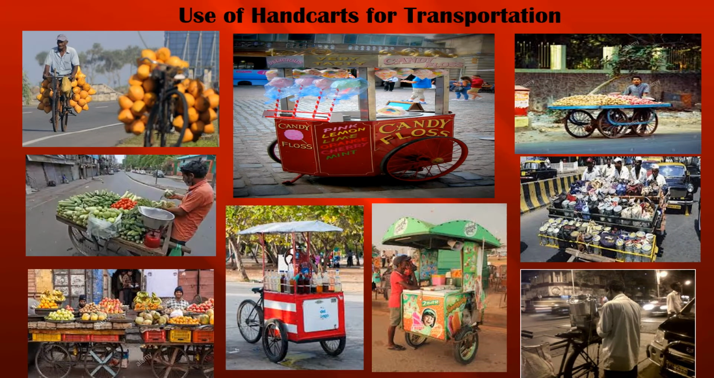Children, this picture shows us how handcarts are used for transportation. Goods are sold through handcarts. Yes, as you can see the picture of the coconut seller who sells fresh coconut water every morning through a cycle, then vegetable vendors, fruit vendors. Here you also have a candy floss man, ice cola, you have lovely ice cream vendors, and here you have the onions, potatoes, the dabbawalas who carry the dabbas on the handcart, and also the tea seller. So all these also sell goods with the use of handcarts.